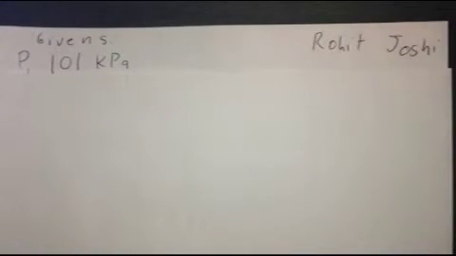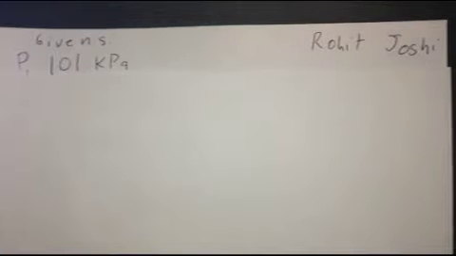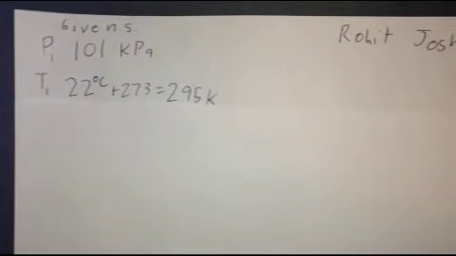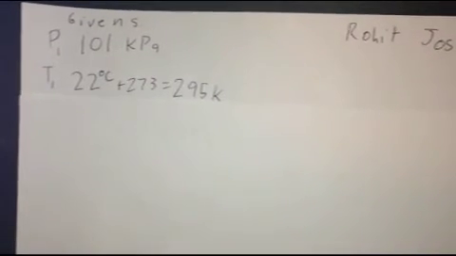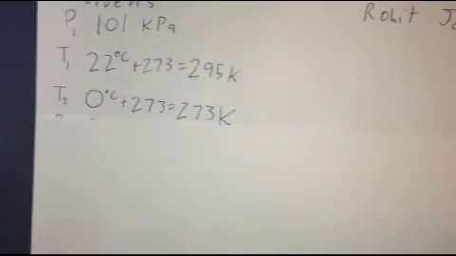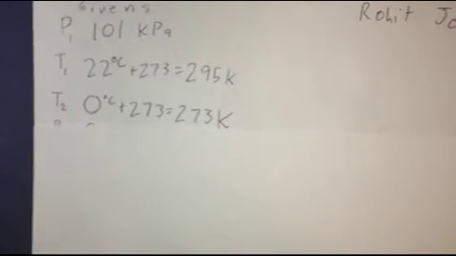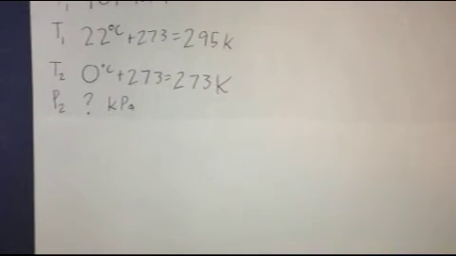So fortunately for us, the initial pressure is already given in kilopascals. So the initial pressure is 101 kilopascals. The initial temperature is given to us as 22 degrees Celsius. We need to convert that to Kelvin for this to work. To convert it to Kelvin, we add 273, and that comes out to 295 Kelvin. Our final temperature can't be more than 0 degrees Celsius. So to convert that to Kelvin, we add 273, and that comes out to 273 Kelvin. We don't know the final pressure.